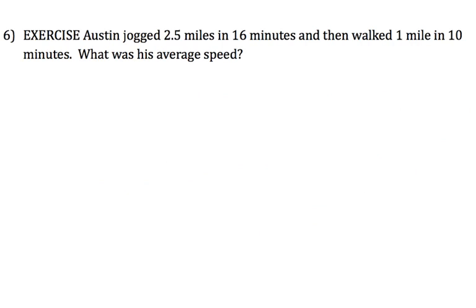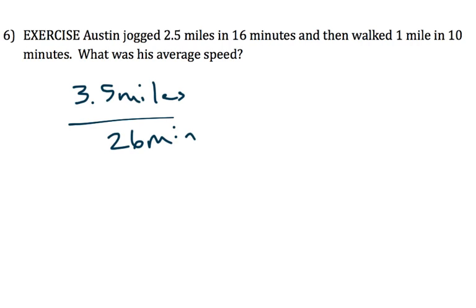Exercise. Austin jogged 2.5 miles in 16 minutes and then walked 1 mile in 10 minutes. So let's just do this the way that makes most sense to us. And let's say, well, his total trip was 3.5 miles. And then you might say, well, I'm just going to divide by 26. And when I do this problem, I get a decimal of 0.135 miles per minute.